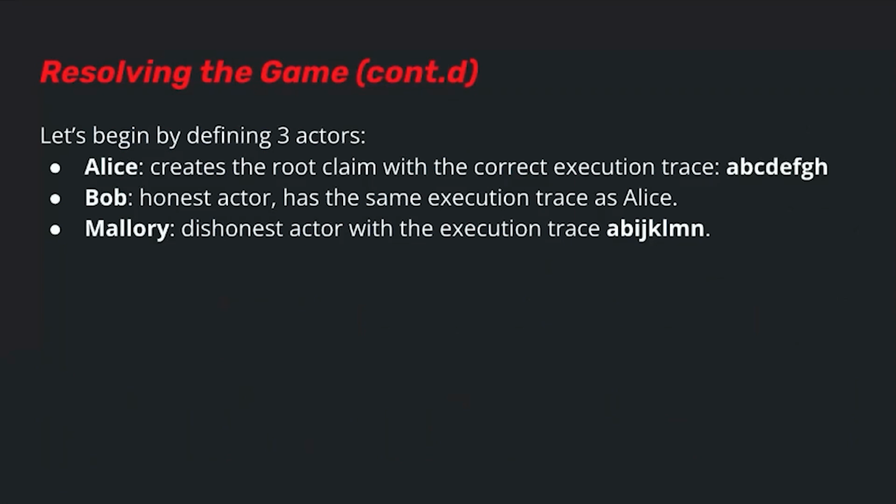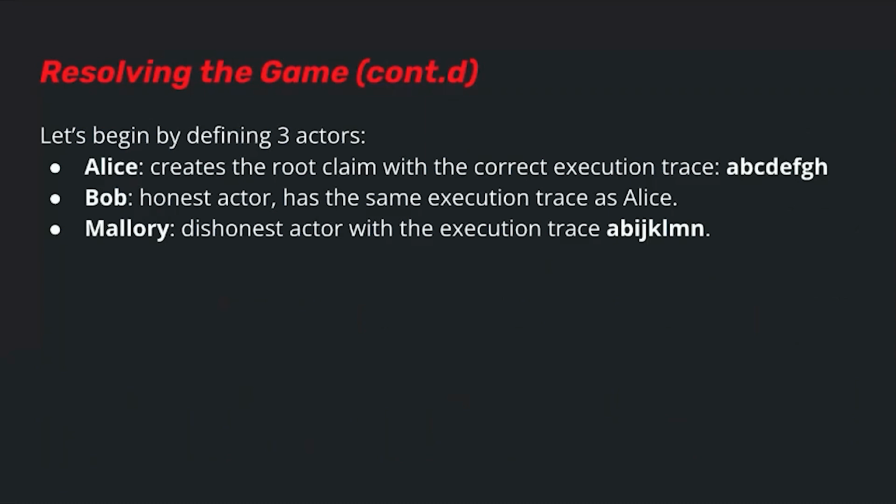And so we can define 3 actors and make an example and actually show how we can resolve a game that basically has a root claim that's honest and a root claim that's dishonest. So Alice creates the root claim with the correct execution trace, A, B, C, D, E, F, G, H. Bob agrees with Alice. He's an honest actor. And then Mallory comes in with an execution trace that diverges on the state transition from B to C. So instead of going from B to C, she goes to B to I, and then from then on, her execution trace differs.